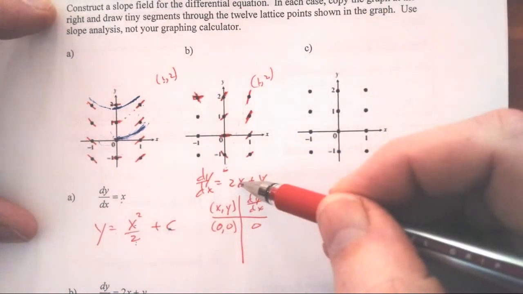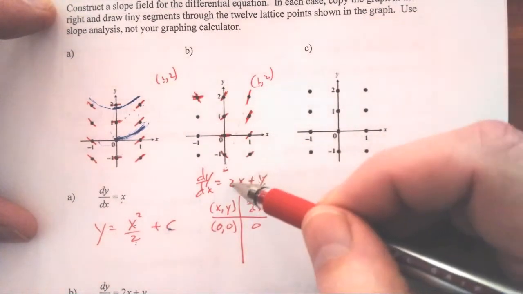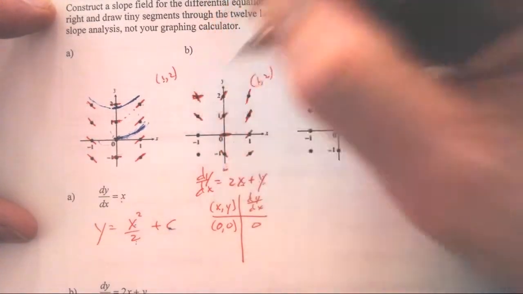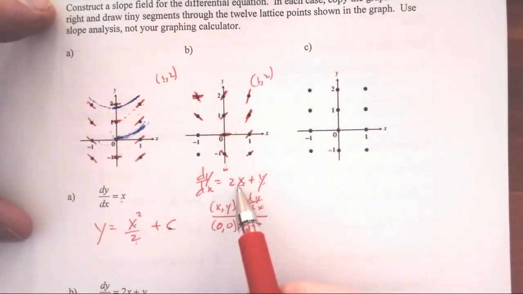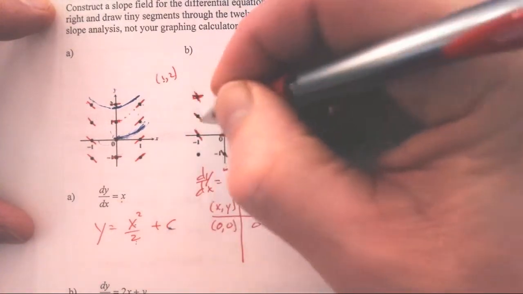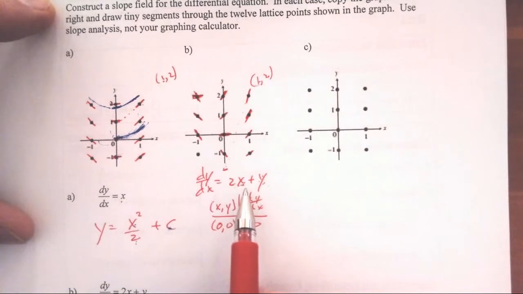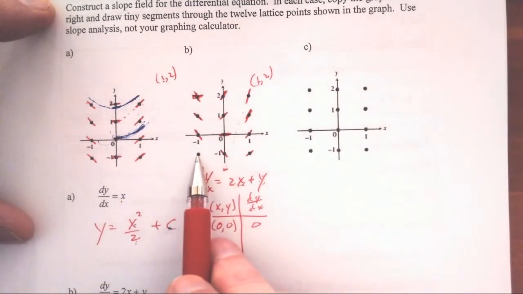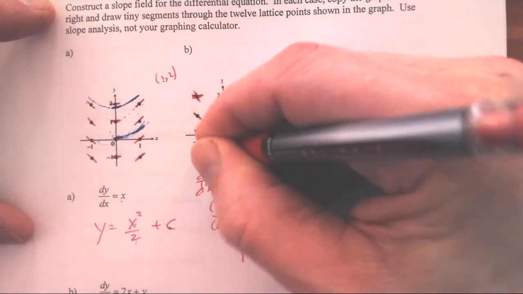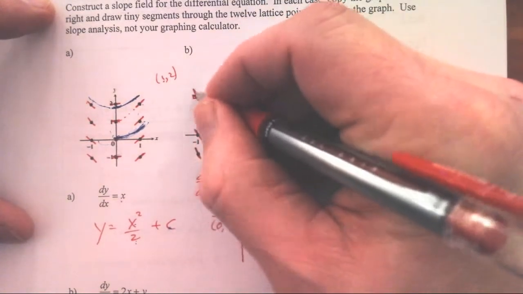How about negative 1, 1? That would be negative 2 plus 1, negative 1, aiming down there. How about negative 1, 0? That would be negative 2, aiming steeper. And how about negative 1, negative 1? Negative 2 and negative 1, that would be our negative 3, aiming steeper yet. Okay, so one little glitch here.